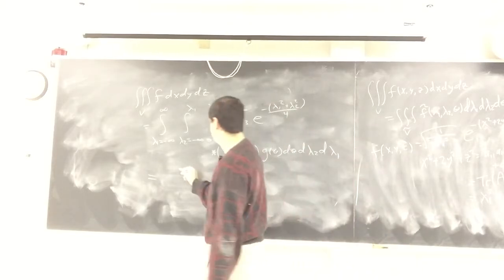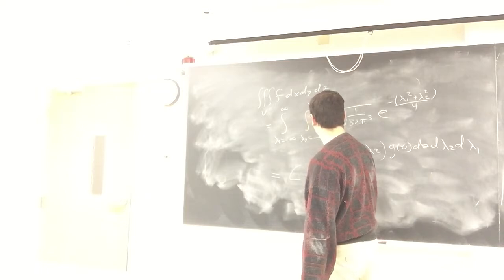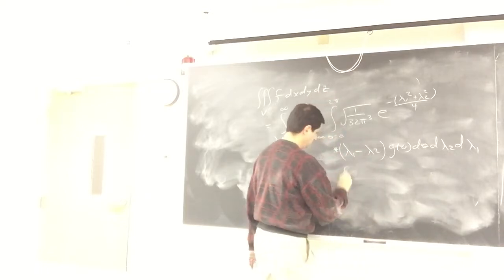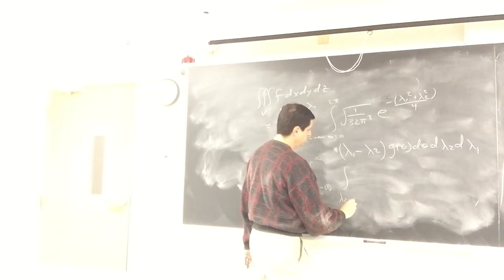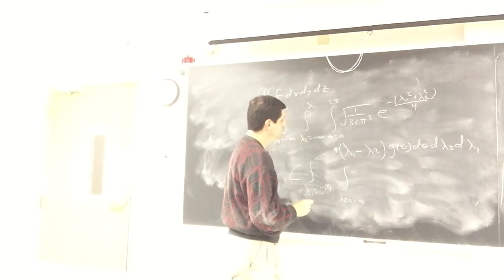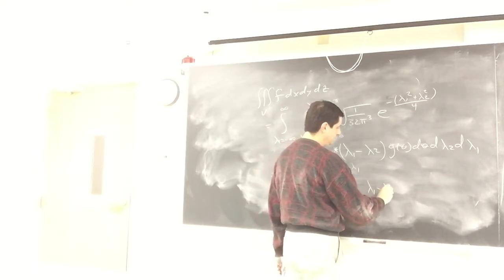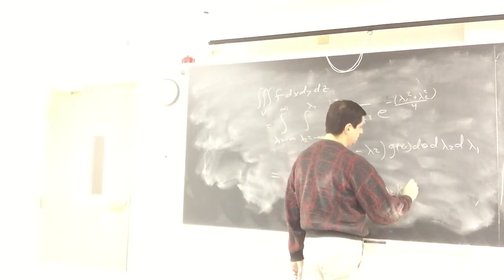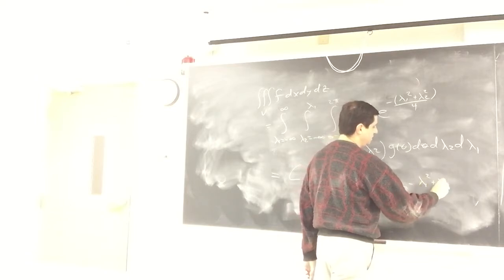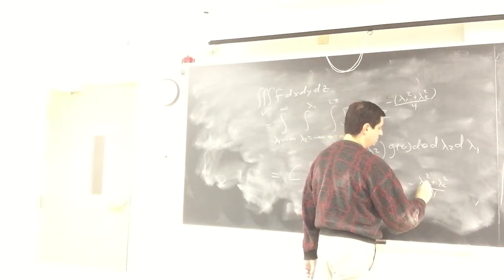Okay. So when we do the theta integration, we get just some constant. So we'll get some constant. Integral lambda 1 goes from minus infinity to infinity. Lambda 2 goes from minus infinity to lambda 1. Lambda 1 minus lambda 2 e to the negative lambda 1 squared plus lambda 2 squared over 4.